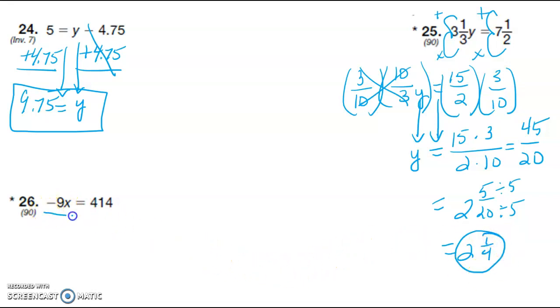That'll work. Over here I have to divide to get rid of the negative 9. Whatever I do to one side, I have to do to the other. So negative 9 divided by negative 9 is 1. My equals comes down. Let's see, 14 divided by negative 9. Oops. I get negative 46.